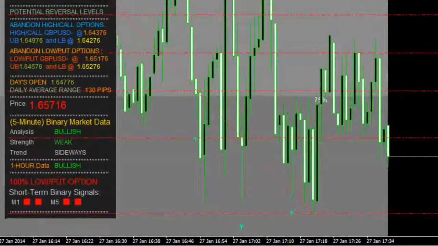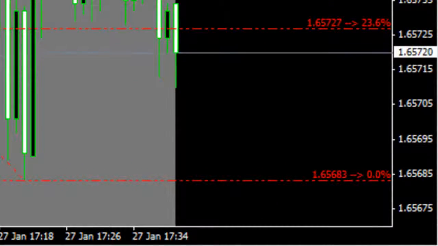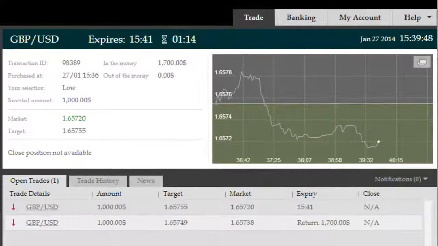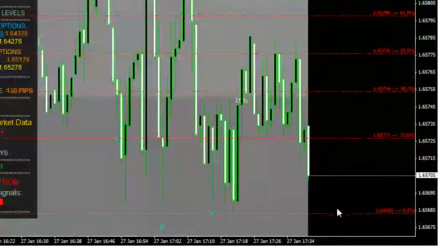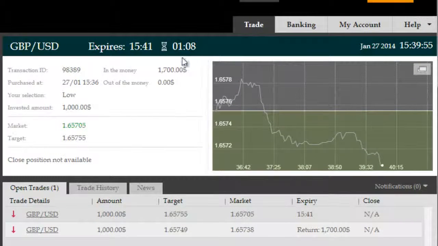So we're currently reaching our target of 1.65583. We're not worried about the price hitting that target since this is a binary option trade. We're only worried about the price remaining below our entry price, which was a few pips above this trade right now. I believe it was 1.657, around that mark. So another minute left in this trade. We're comfortably in the money on the 5-minute time frame. This trade will expire at 15:41.